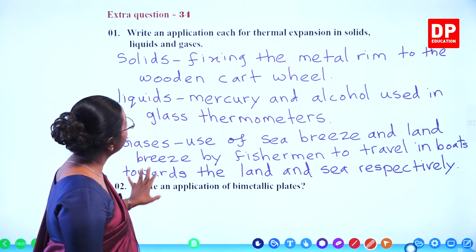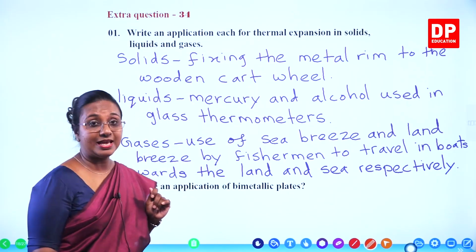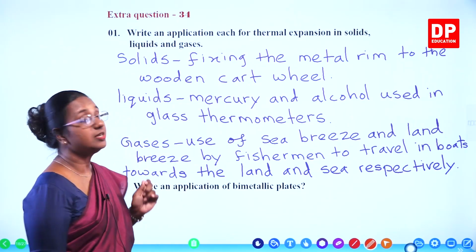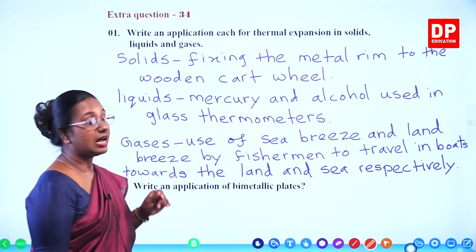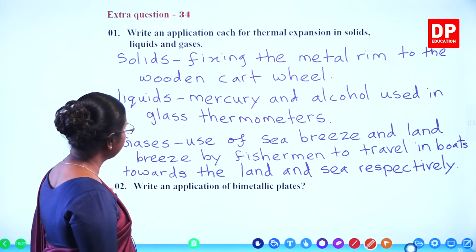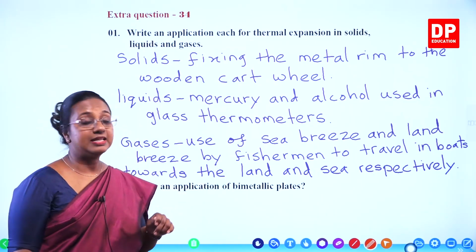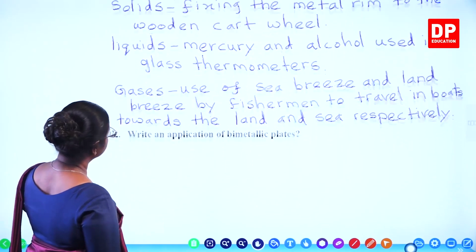So these are all applications of thermal expansion in solids, liquids and gases. In solids, fixing the metal rim to the wooden cartwheel. Then in liquids, mercury and alcohol used in glass thermometers. Then gases, use of sea breeze and land breeze by fishermen to travel in boats towards the land and the sea respectively. Then we have the next question.